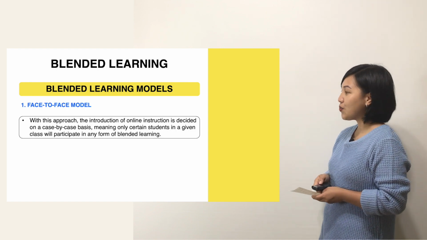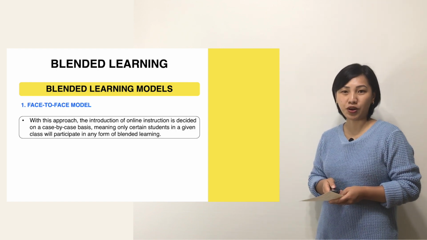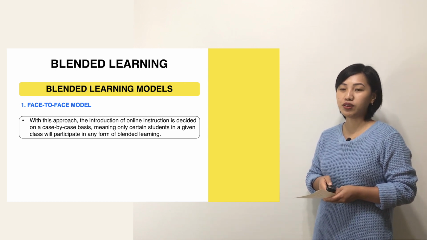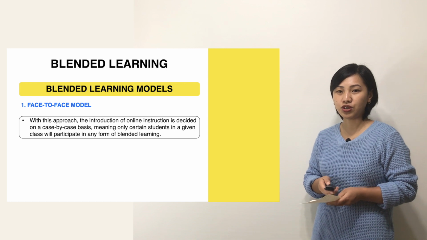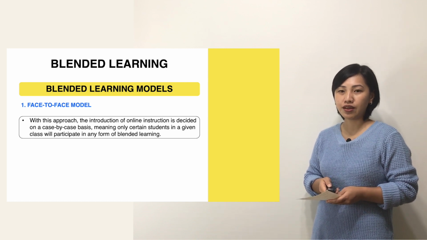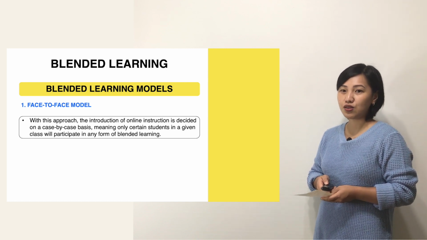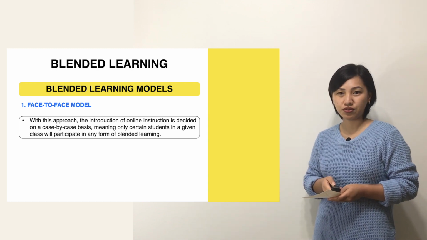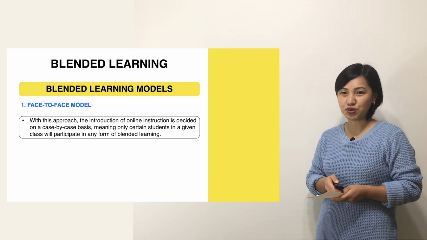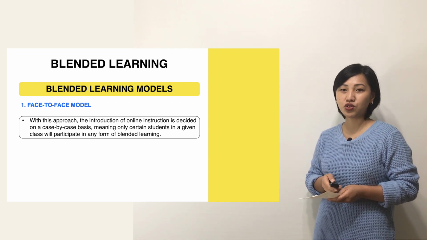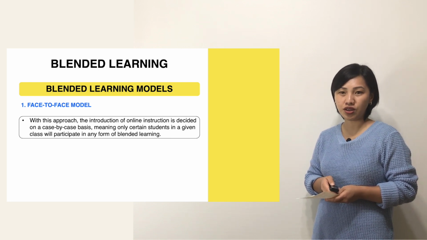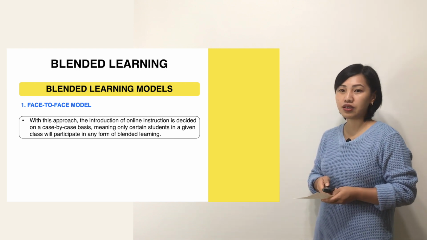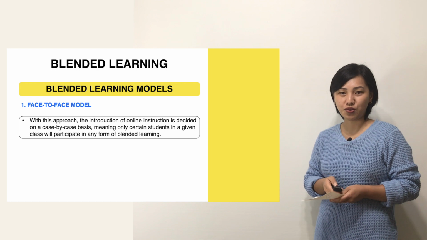So first, we have the face-to-face model, which is the closest type to the normal classroom setting or the traditional classroom setting. In this model, not all learners are given the blended approach. Only some students who seem to struggle with the pace of teaching will be given this choice so they could catch up at their own speed.